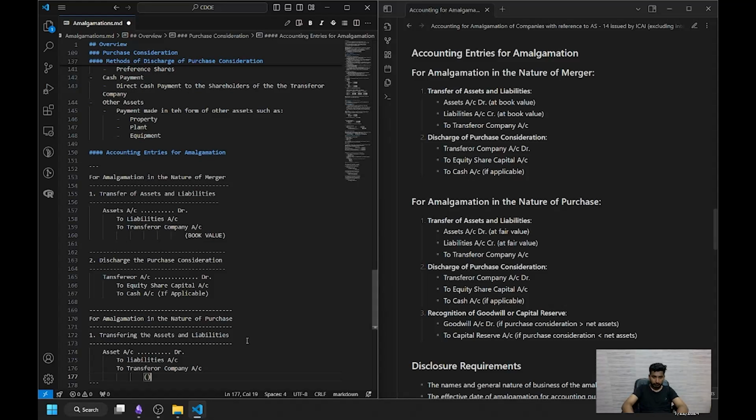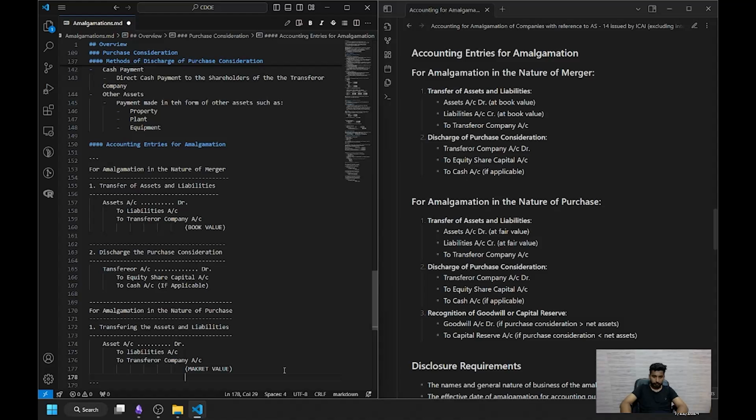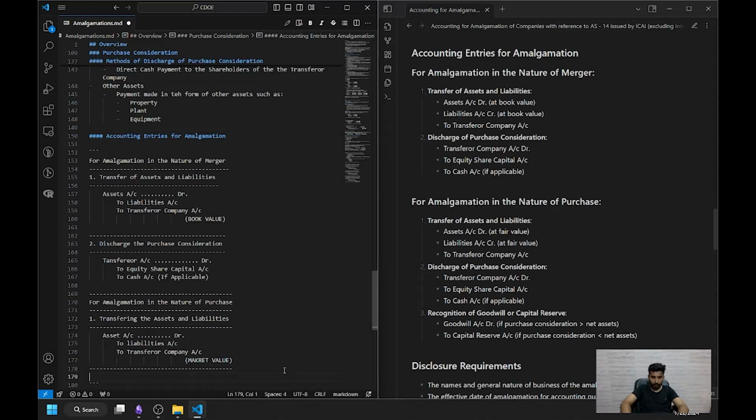The difference is that in the nature of merger, we have to record the transactions at the book value. But in the case of the nature of purchase, we will record the transaction as per the market value or the net realizable value or the fair value. You can call it by many names. Not the book value, but the market value. Then we will discharge the purchase consideration.